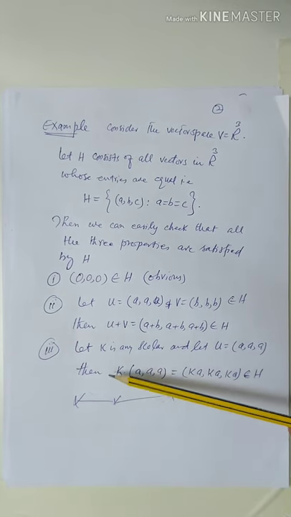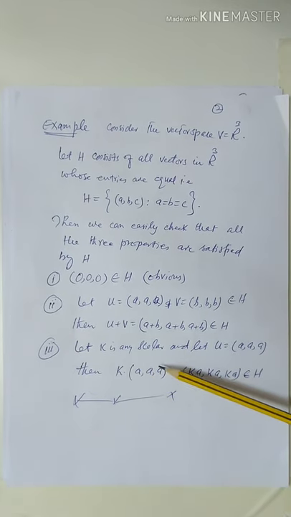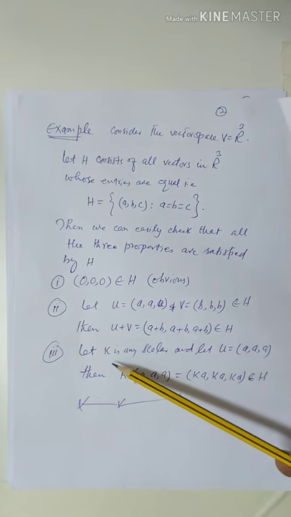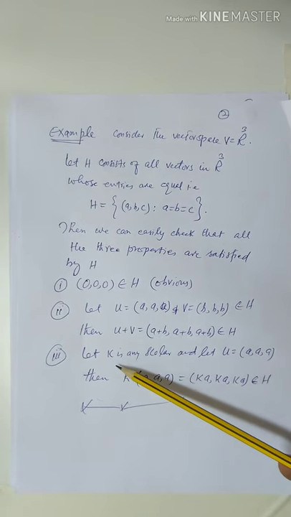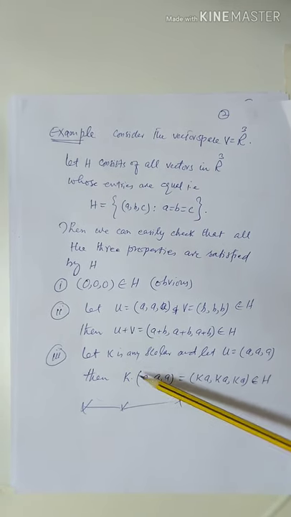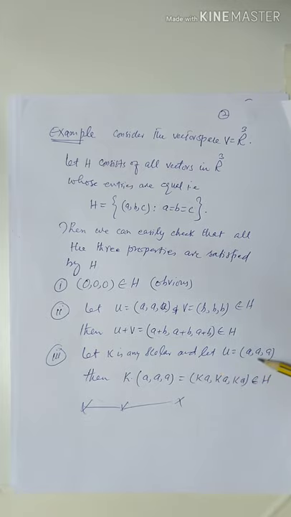Now for the third condition, let K be any scalar. You can write here any number, even 2, 3, 4, whatever you want, because it is any real number. And let U equal to AAA. Why have we taken the same number? Because U, I said, must belong to H. So the H condition was A must be equal to B, must be equal to C. So A is equal to A is equal to A.